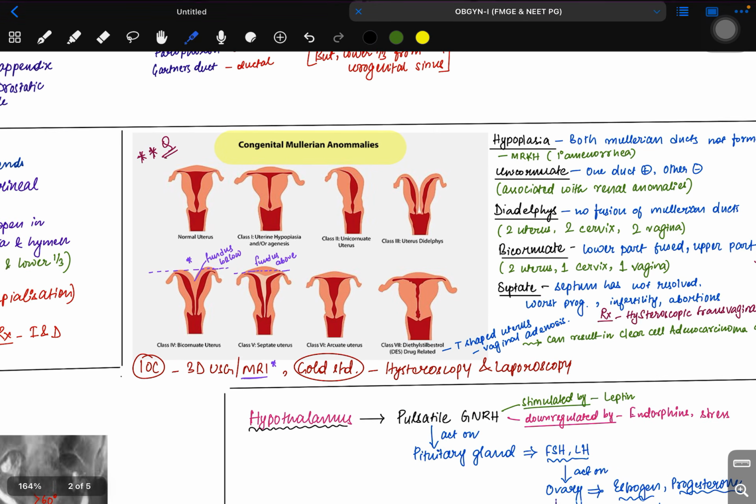What is the investigation of choice for the congenital Mullerian anomalies? It is the 3D ultrasonography or the MRI. MRI is best, and MRI is like this. In the MRI images you can draw this line and find the fundus. If it is below, it is the bicornuate, above it is the septate. Gold standard investigation is the hysteroscopy and laparoscopy.